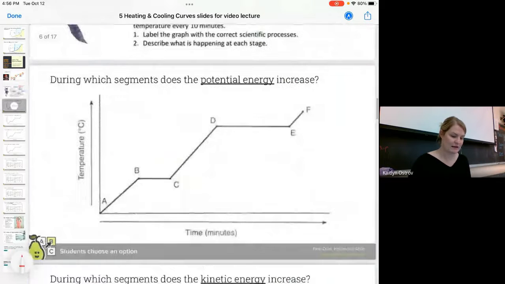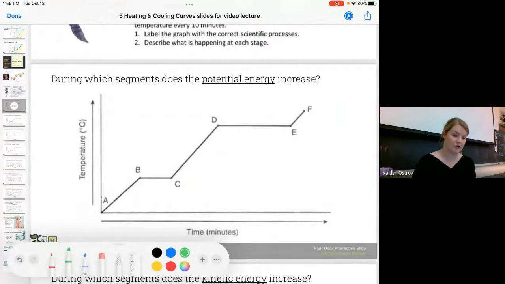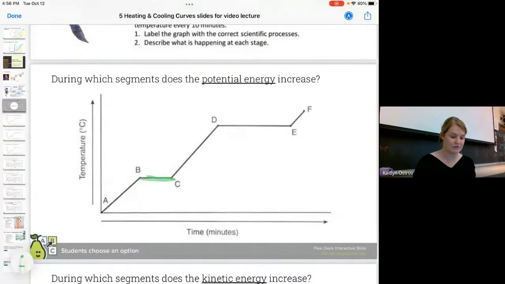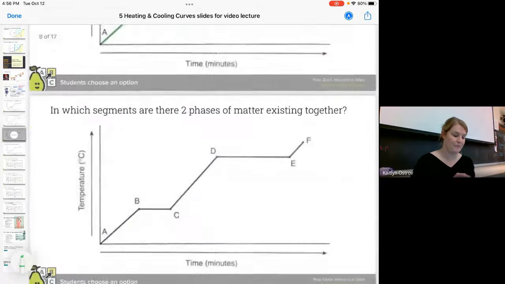So then I had everybody answer these questions. So during which segments does the potential energy increase? Take a look at it. Potential energy starts with a P. And hopefully you said the plateaus. So these are the two spots where potential energy increases. So kinetic energy, remember kinetic energy is just measured with temperature. So the kinetic energy is changing at the inclines or at our slopes. So A to B, C to D, E to F.